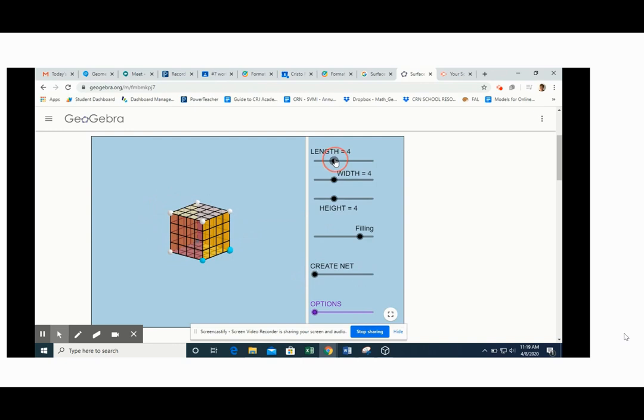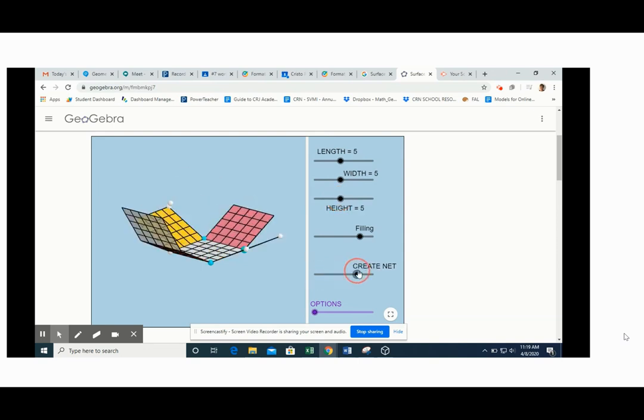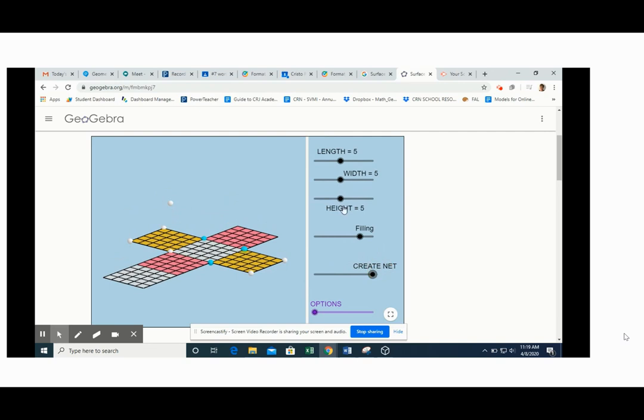So we can change this and we can put this back together in here. If we were to make the length 5 and the width 5 and the height 5, we can do the same thing. It keeps everything the same, or we can go and put it down to 1 right here.